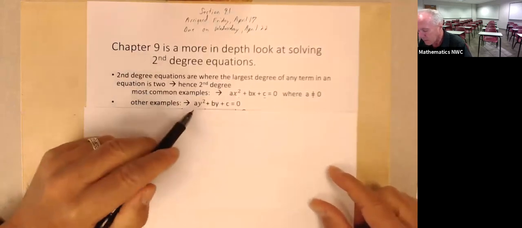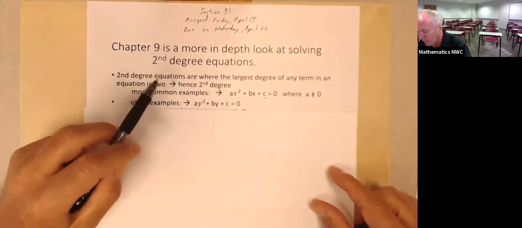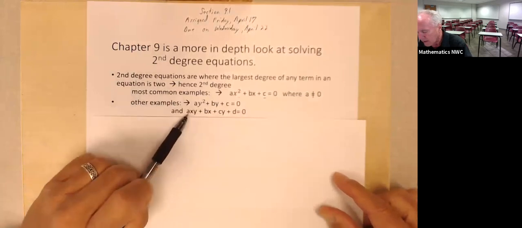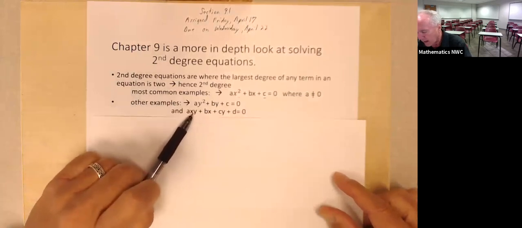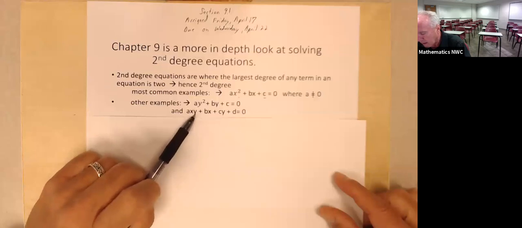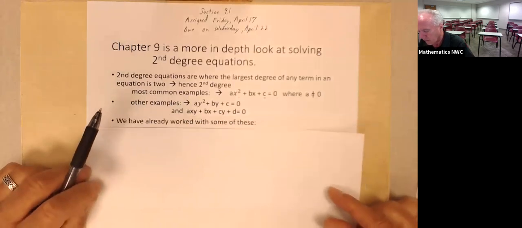Other examples would be if I had all y's in there, a y squared plus by plus c. Or another type that's not nearly as common is axy, where I have an xy term. Notice the exponent of x is 1, exponent of y is 1. 1 plus 1, the degree of that term is 2. Hence, it would still be a second-degree equation.